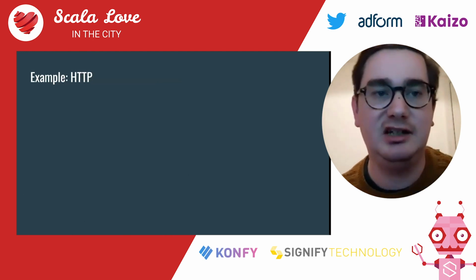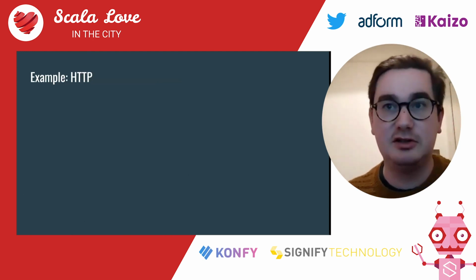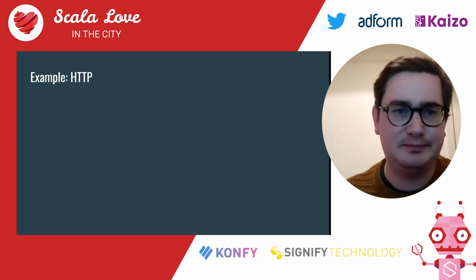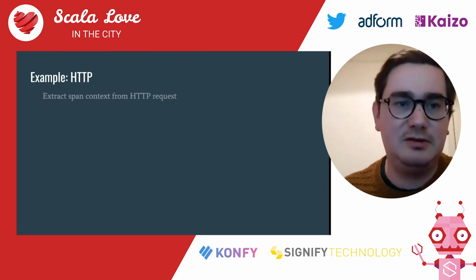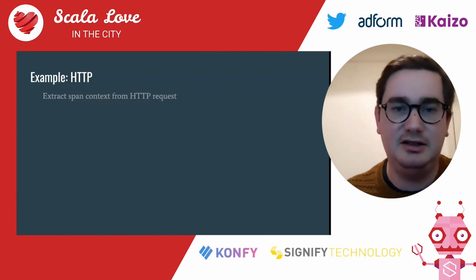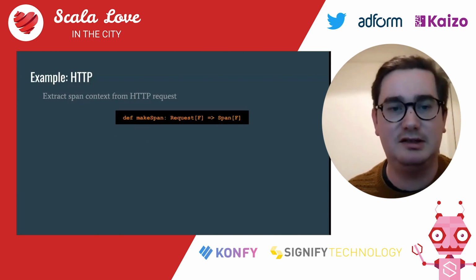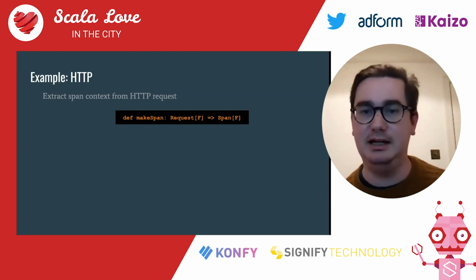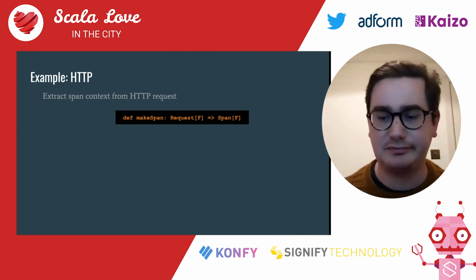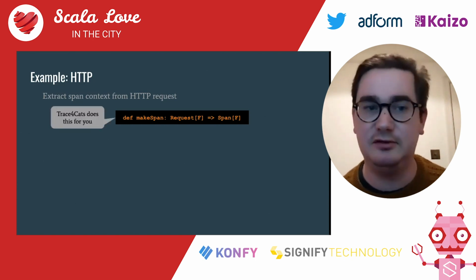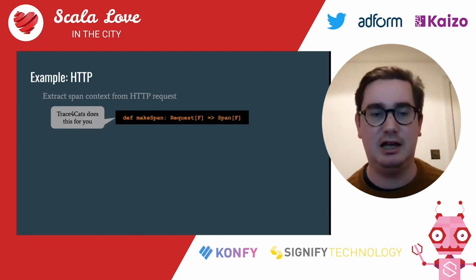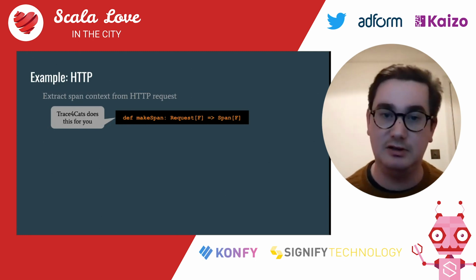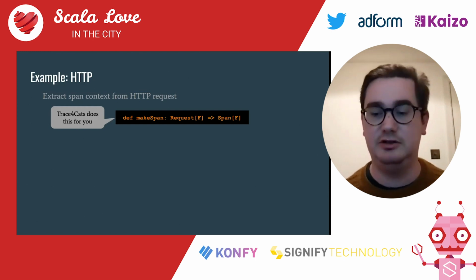So let's have a look at a HTTP example. I'm going to use pseudo Scala here and some of the types that we see in HTTP4S. In order to do this, we need to extract a span context from the HTTP request. So we've got this function, and we'll call it make span, and we want to go from a request to a span. And Trace4Cats does this for you out of the box. You don't need to know how to implement this. You can change settings on it, like what header encoding you're going to use, but the defaults should just work.